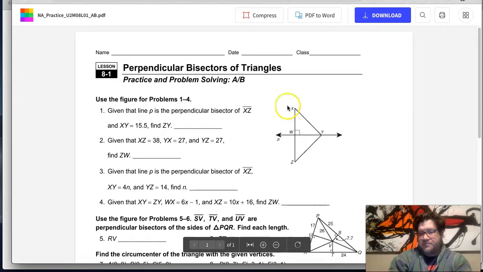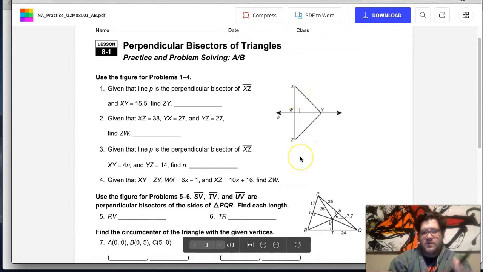Okay, so here we go. If XY, this piece, is 15.5, figure out what this is. Well, you're kind of using the Pythagorean theorem and other stuff. So we have this is 15.5. These are the same. That's half of it. Whatever. You can figure it out. Well, actually, yeah. Sorry. Moving on.